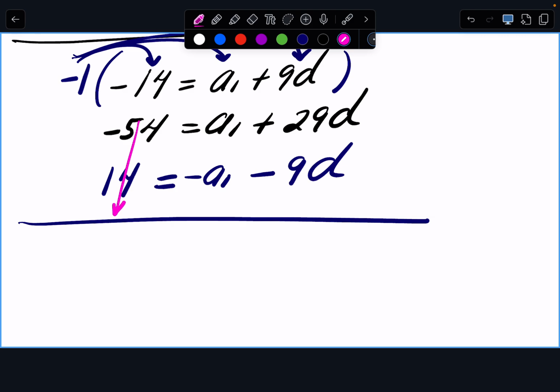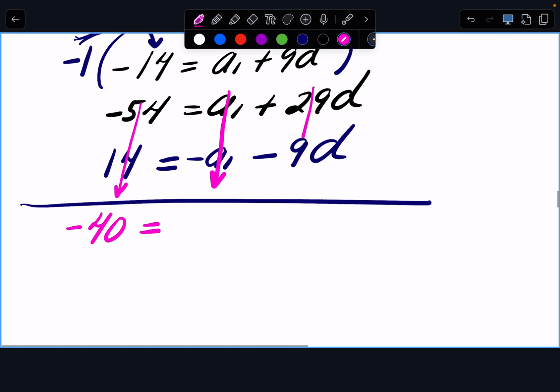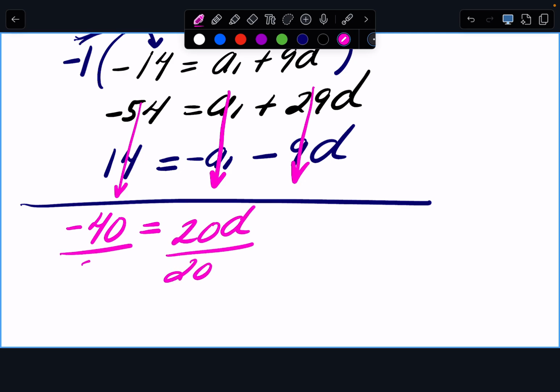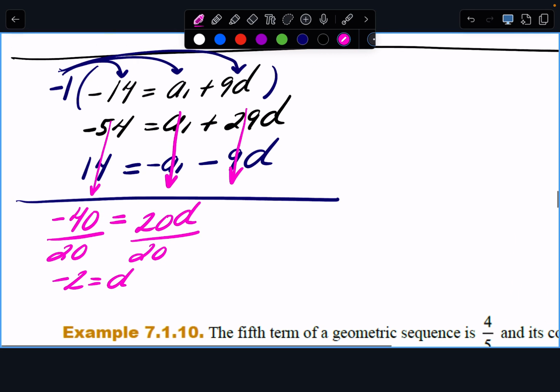Then I do negative 54 plus 14, because I'm adding straight down, and I get negative 40. The a sub 1 minus a sub 1 eliminates. 29d minus 9d is 20d. So now we'll divide by 20. Negative 2 is d.